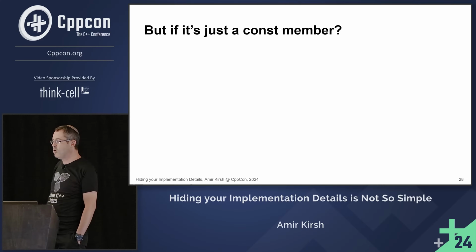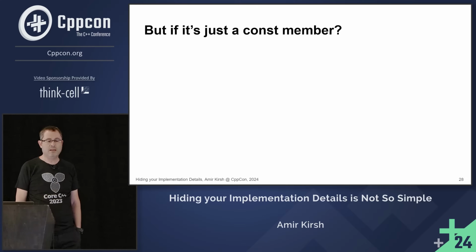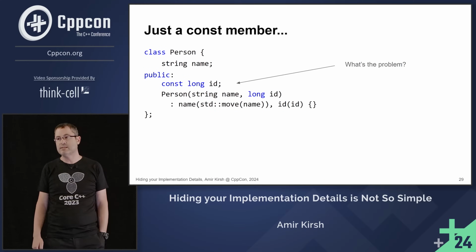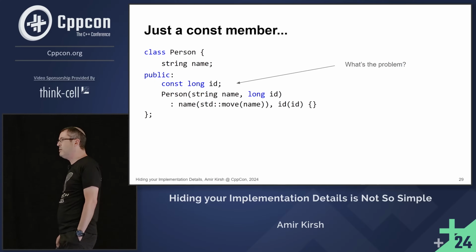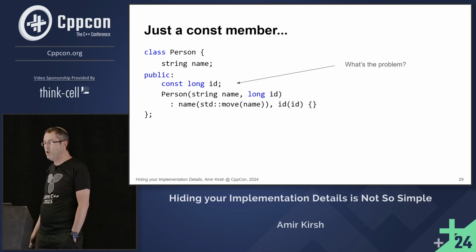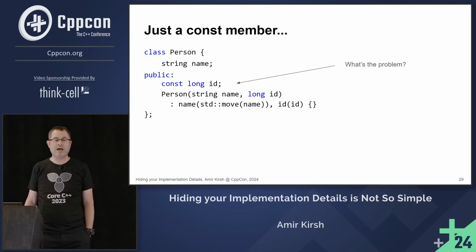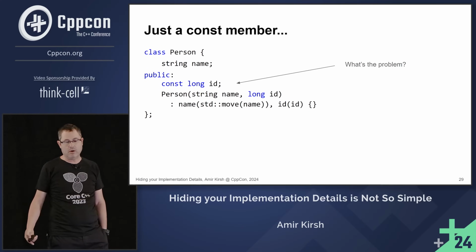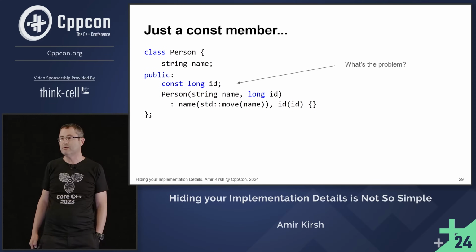But what if it is a const member? I mean, let's take another example. Let's say we have a const long ID for a person. And that's in the public because, you know, once the person is born, the ID is initialized, and then there isn't any need to change it, and why shouldn't it be in the public?